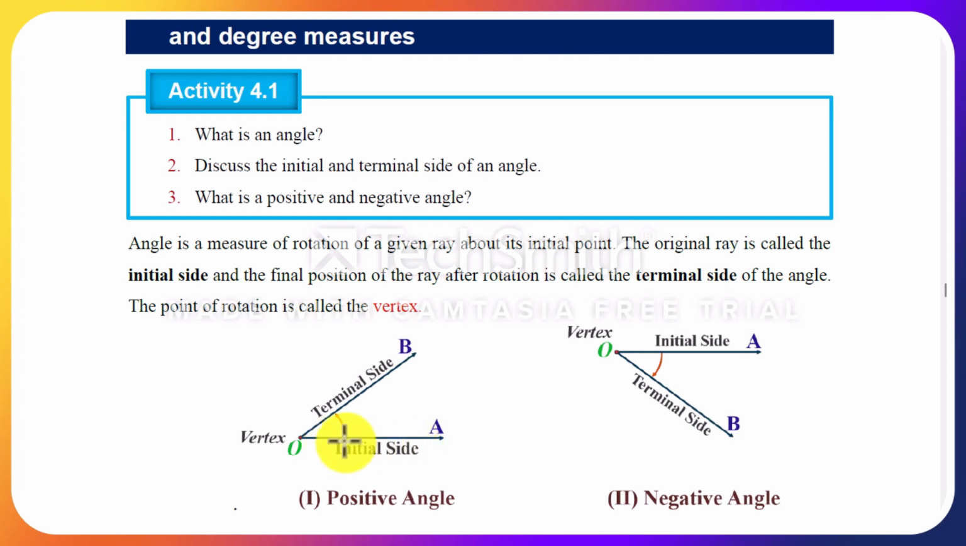But in this case, you see, after rotation, since an angle is formed, these are what? The two sides of the angle. Therefore, the original ray before rotation is called the initial side, and the final position of the ray after rotation.